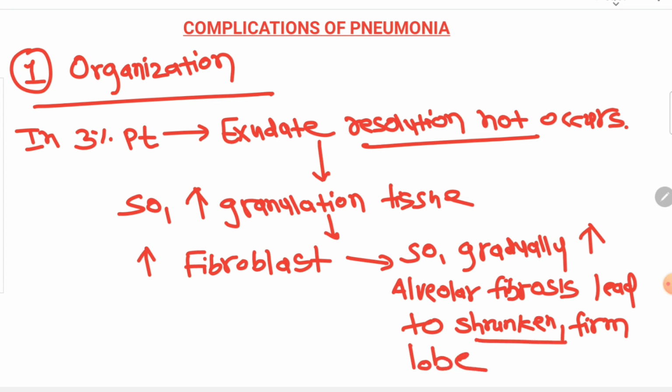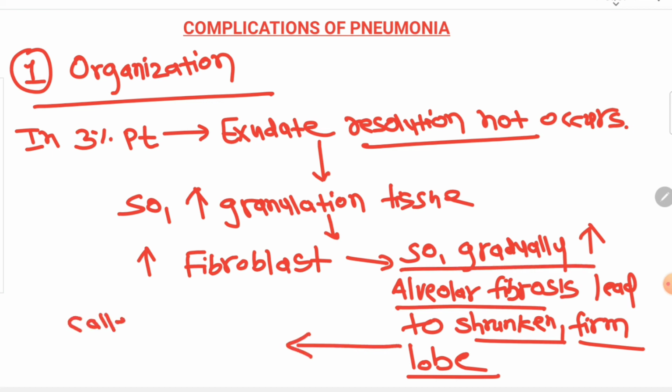And if firmness is very much increased, the shrunken form lobe because of alveolar fibrosis is also known by the name carnification. Right? So that is the first complication of pneumonia.